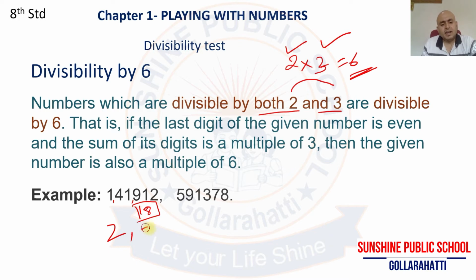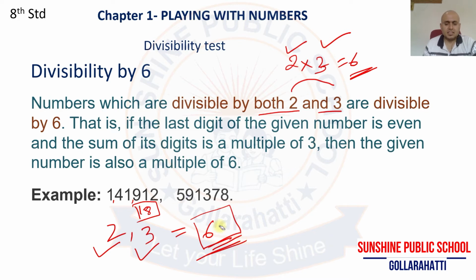That means this is divisible by 3, and it is also divisible by 2. It is divisible by 2 and by 3. That means this number is divisible by 6 also. If the number is divisible by both 2 and 3, then the full number is divisible by 6.